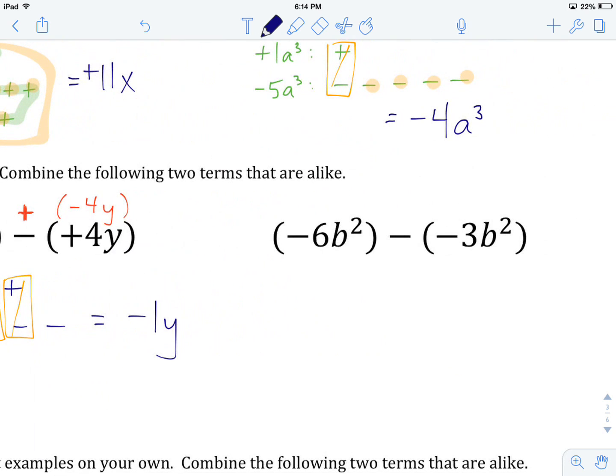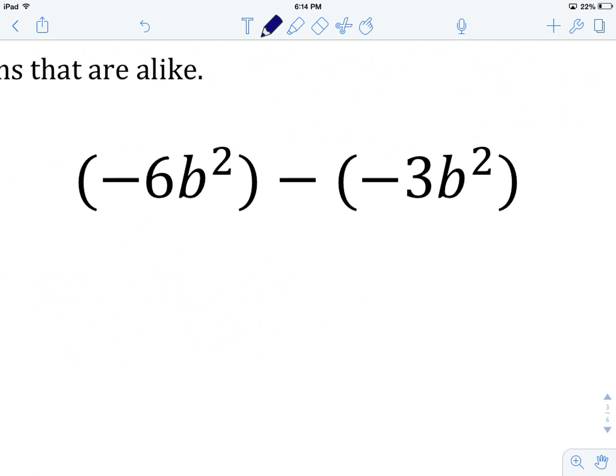So here's another one. What I'd like you to do here is hit pause in the video and give this one a try on your own using the steps that we've gone through today, remembering back to our work with integers. You guys try it on your own. Hit pause, come on back when you're done, have an answer, and we'll see how you did.